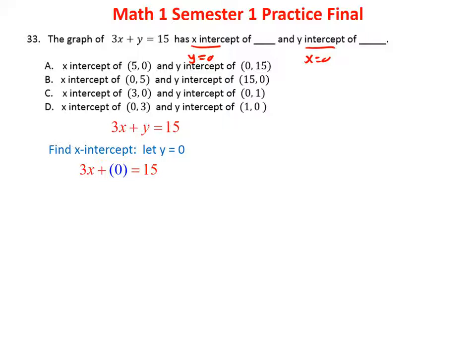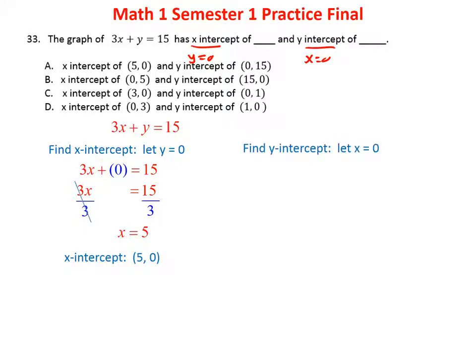Okay. So to find the x-intercept, let y equal 0. So we have 3x plus 0 equals 15. So that's 3x equals 15. Undo the 3x by dividing by 3 on both sides, and we end up with x equals 5. Or the point is 5, 0.